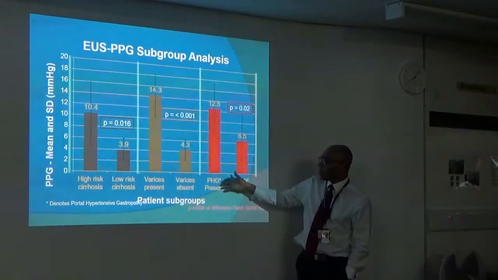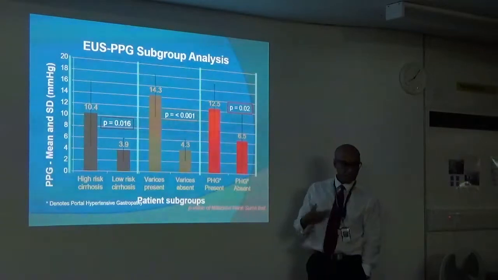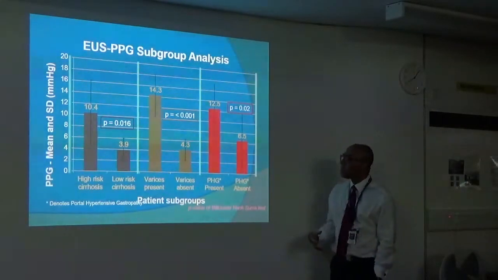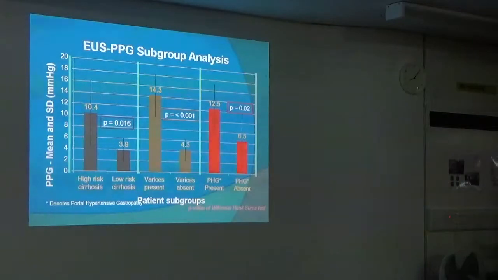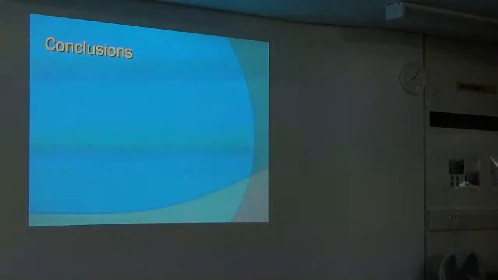And if they had portal hypertensive gastropathy, which is a sort of inflammatory change you can get in the stomach because of portal hypertension, again in that setting, there was a significant pressure difference. So this is, I think, very exciting. It's still very, very early days. I think we're hoping to get involved with some of the further work that's been done to validate this, but it does mean potentially a much simpler way of measuring that important pressure, which can help in future treatment, even in possibly an assessment of response.